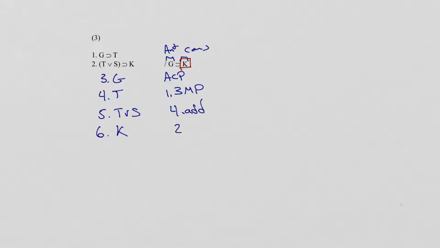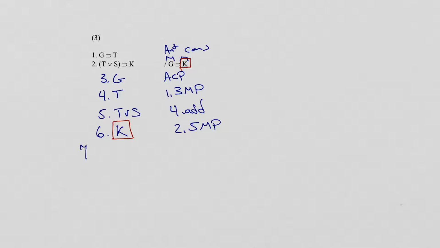Antecedent. Consequent. So, indent G as my assumption for the conditional proof, and my goal now is K. So based on that, we have G, so I can get T. So 1 and 3 modus ponens. So we need to get K, so we're just going to add an S. And then we'll just use modus ponens again to get K. I have my goal there. I know I'm done.